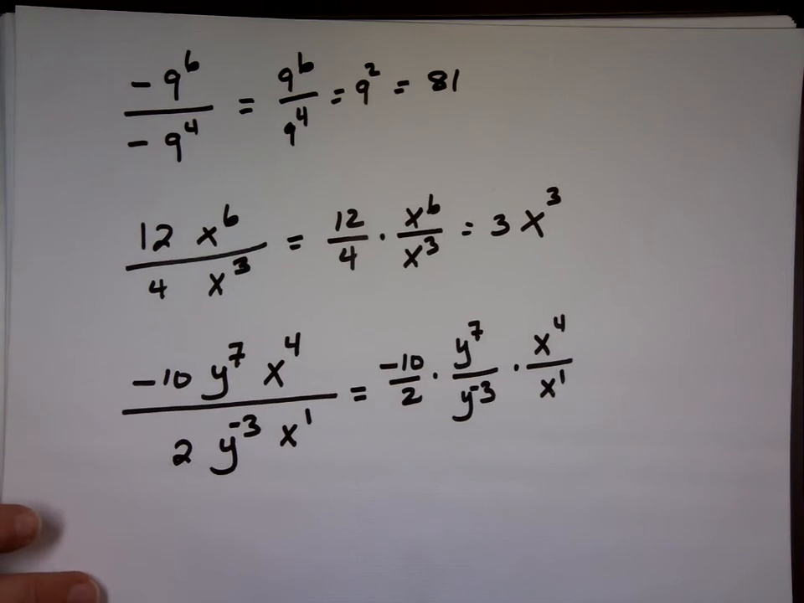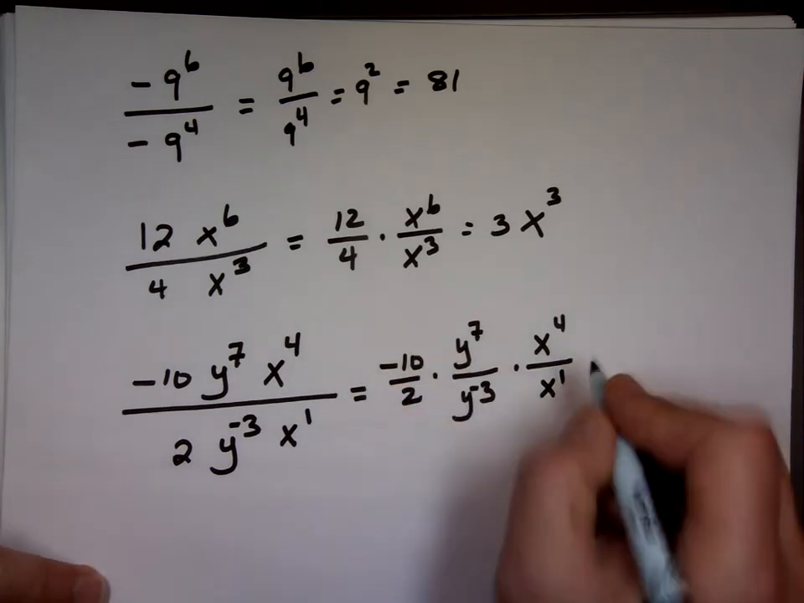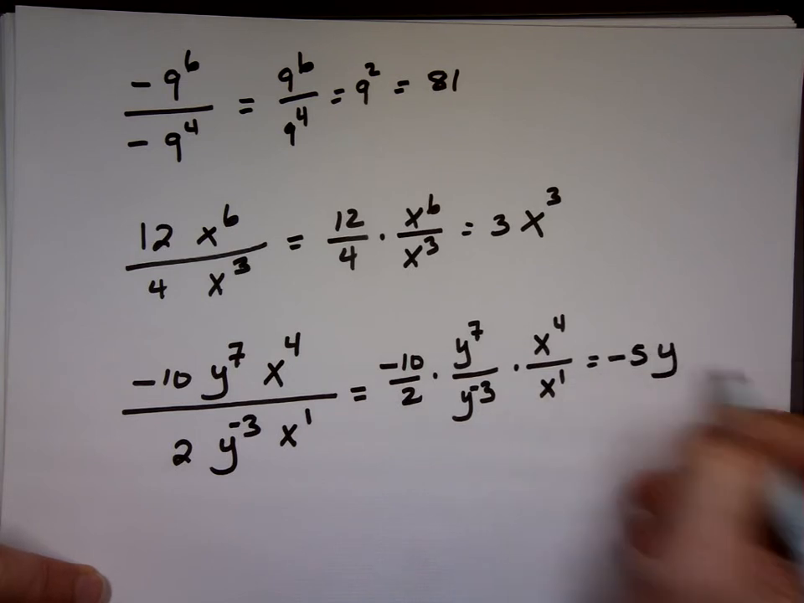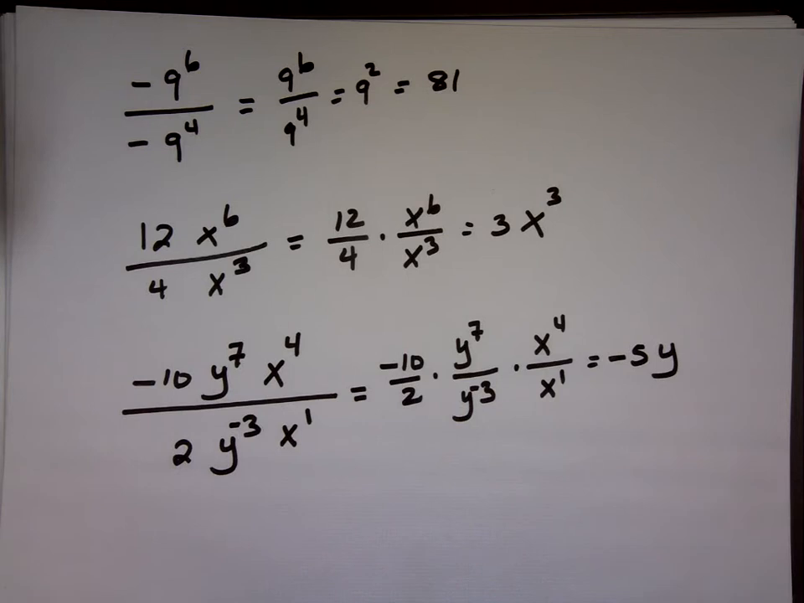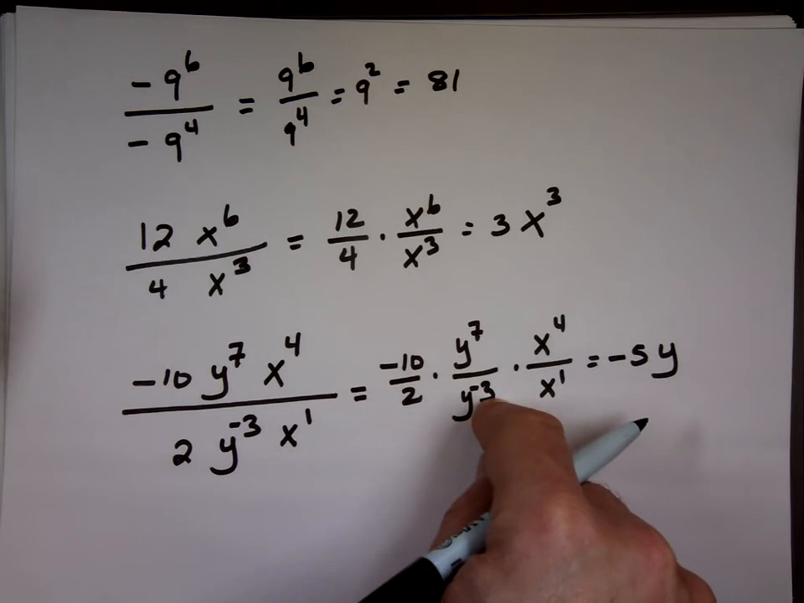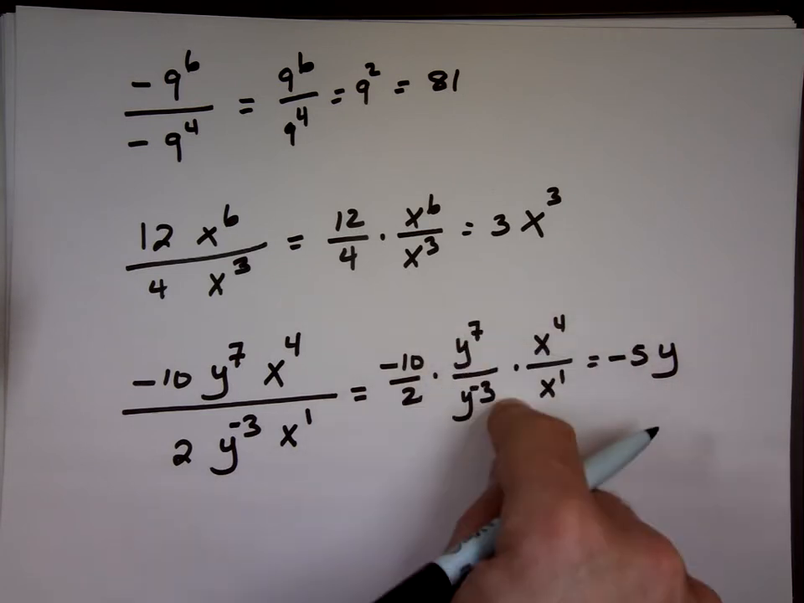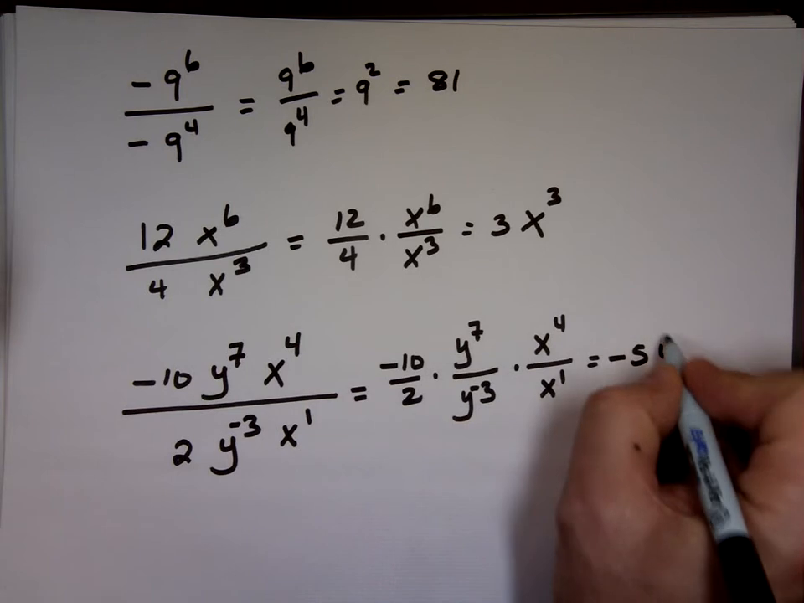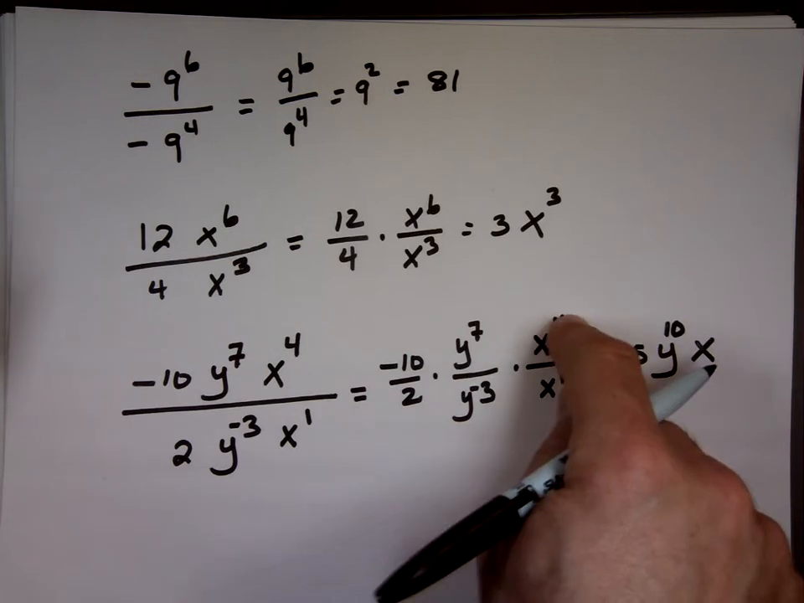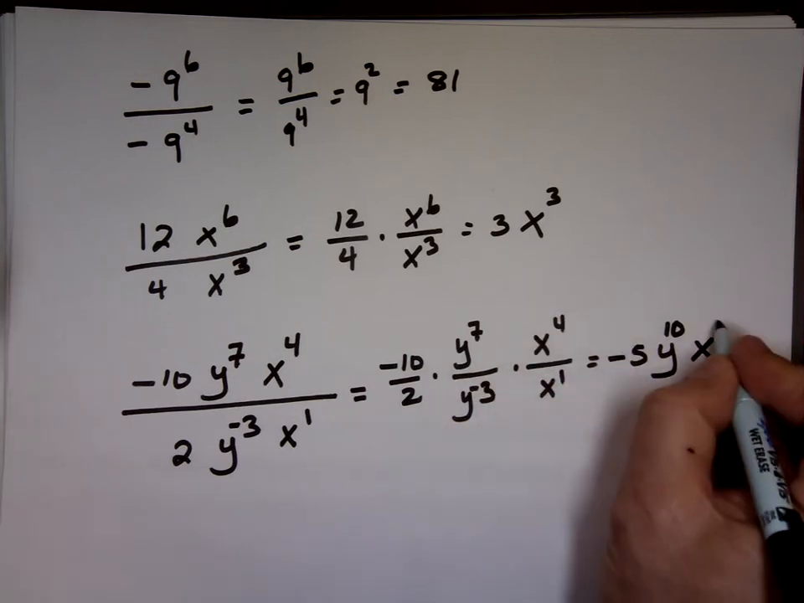What is negative 10 divided by 2? Negative 5. Y to what power? 10. Right. 7 minus a negative 3. 7 minus a minus, that's a plus. 7 plus 3, which is what? 10. X to what power? 3. 4 minus the 1, 3.